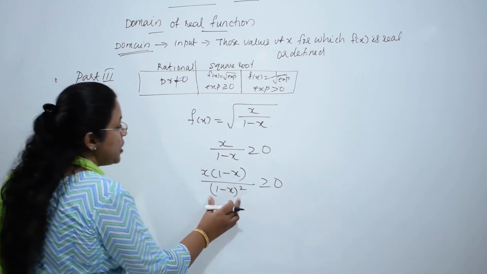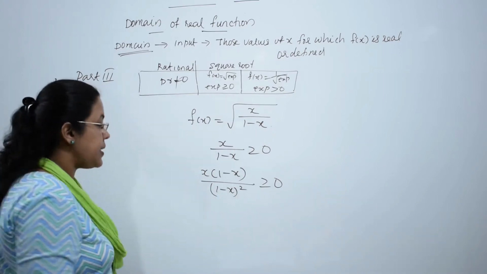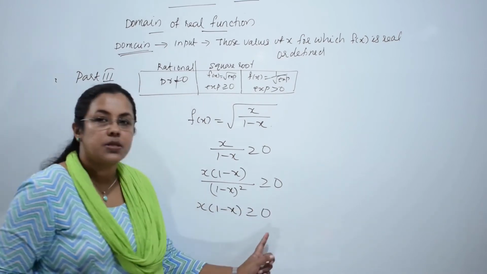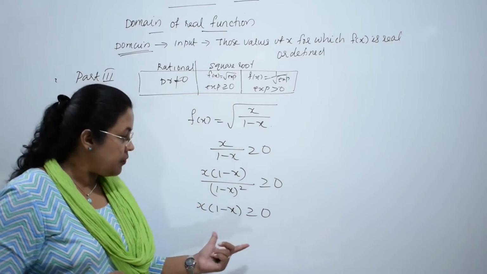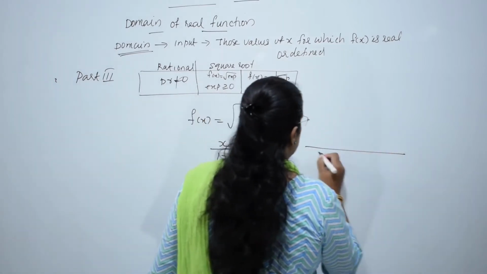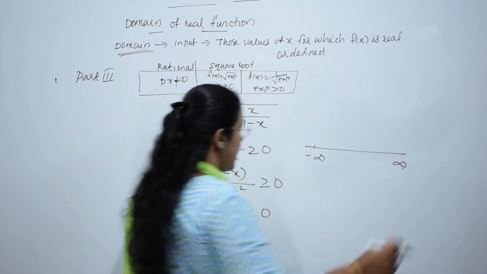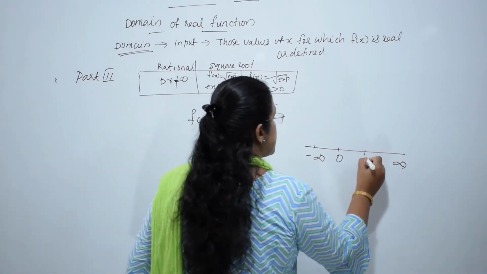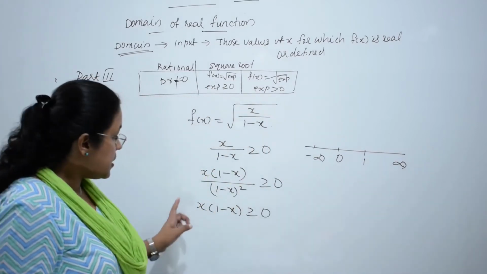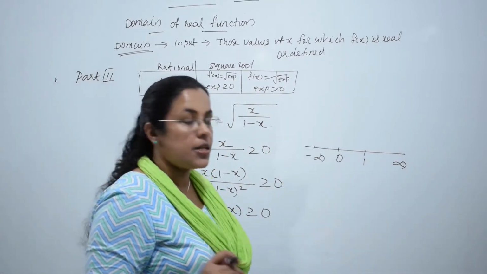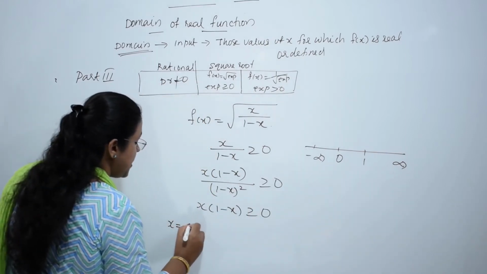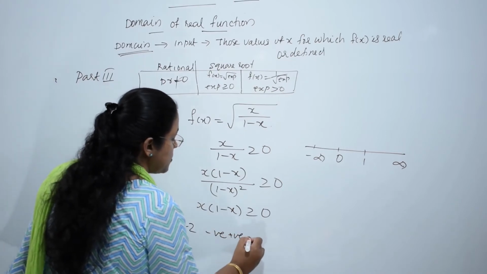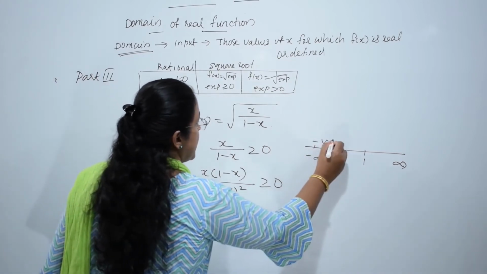Now, since the denominator is a perfect square, it is always greater than or equal to 0. Therefore, x into (1 minus x) is greater than or equal to 0. We have to find out the region where it is positive. So, draw the line from minus infinity to plus infinity, with x equal to 0 and x equal to 1 as the points. Take x as minus 2: x is negative and 1 minus x is positive, so altogether it is negative.